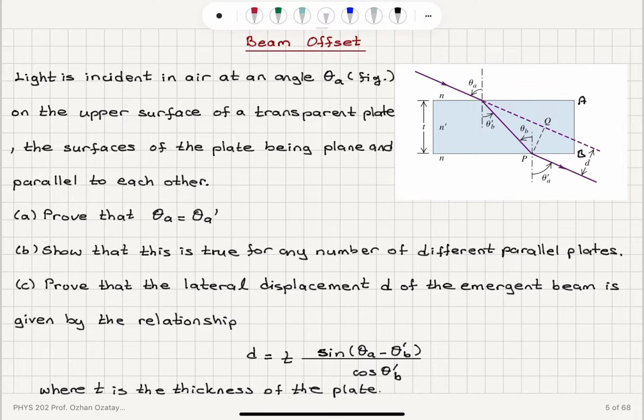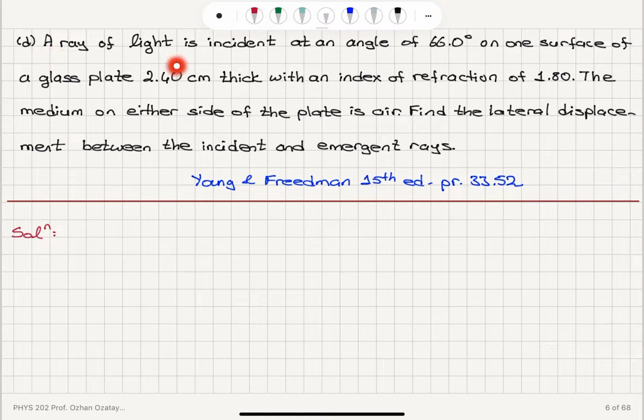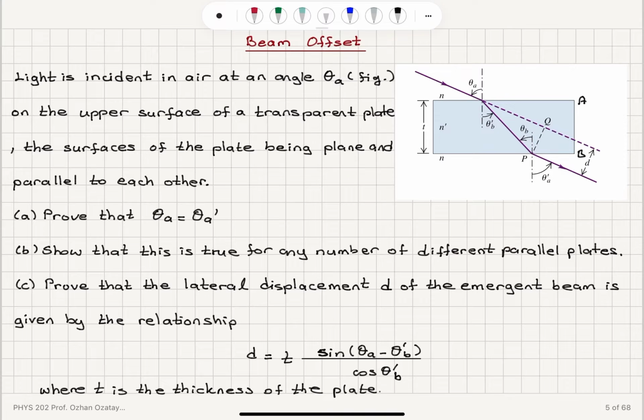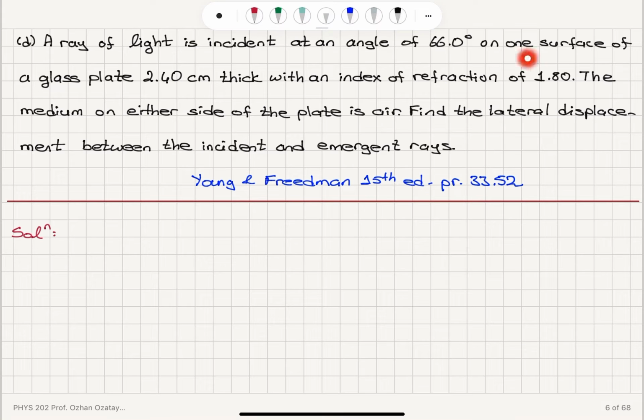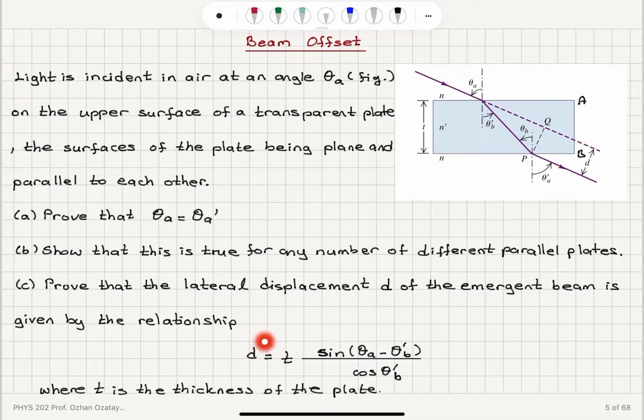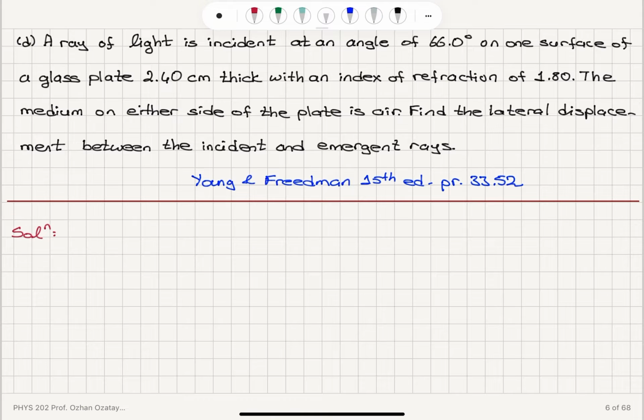divided by cosine theta prime B, where T is the thickness of the plate. Part D, a ray of light is incident at an angle of 66 degrees, so theta A is 66 degrees, on one surface of a glass plate, 2.4 centimeters thick, that's T, with an index of refraction of 1.8. The medium on either side of the plate is air. Find the lateral displacement between the incident and emergent rays, the amount of offset we're trying to calculate.